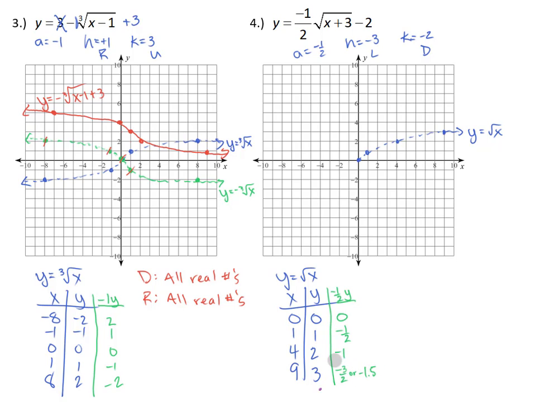Okay, so 0, 0, 0. We've got 1, -1/2, 4, -1, that's here. And then 9 and -1.5. So you can see not only did that flip my graph upside down, but it's now only half the distance from the x-axis, right? So it's kind of been squished as well. Lastly, we need to do our shifts here, shifting left 3 and down 2.